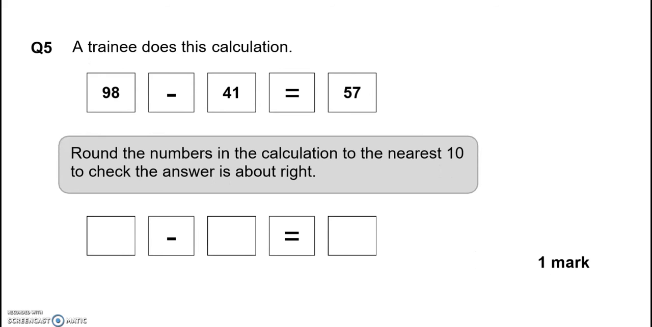A trainee does this calculation. 98 take away 41 equals 57. Round the numbers in the calculation to the nearest 10 to check the answer is about right. So 98 rounded to the nearest 10, it can't be 90, but it is 100 because that's what 98 is closest to. So 100 take away 40 is equal to 60, and that shows that it is correct, because 100 take away 40 does indeed equal 60.